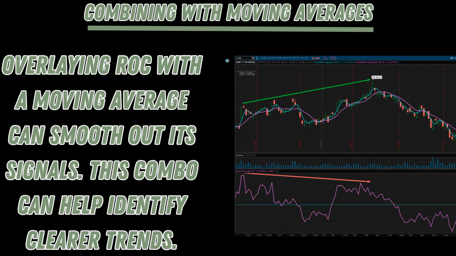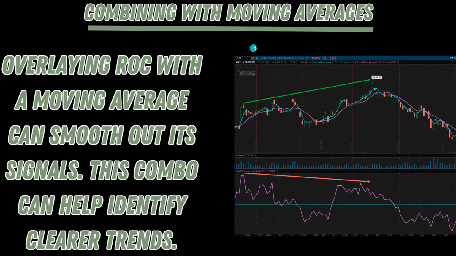Now, you can start to combine the rate of change with moving averages. That's basically one way to combine it with another study, right? It's good to have different tools at your disposal. Trading is often like going to battle, like going to war. The more tools you have at your disposal, the more weapons you have, the better odds of success you have, especially when you learn how to use those weapons properly. To make things simple, if you combine it with a moving average, it can smooth out the signals. This combo can help identify clearer trends.